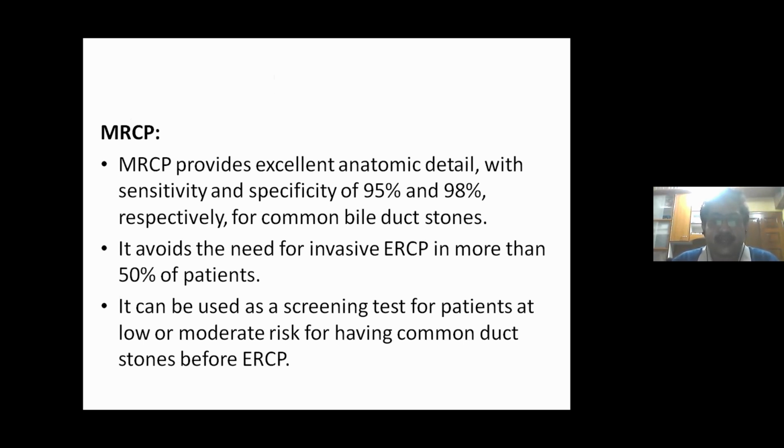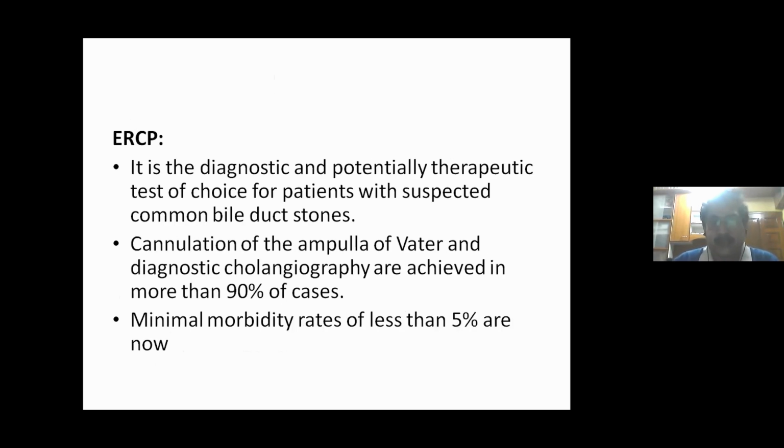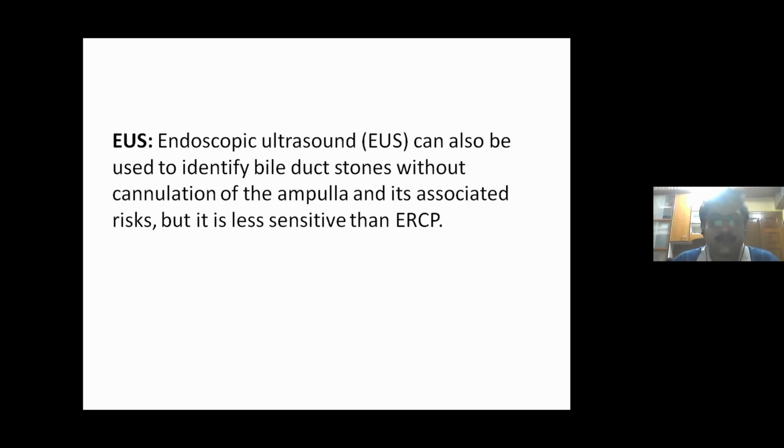It can be used as a screening test for patients at low or moderate risk for developing common bile duct stones before ERCP. Now, ERCP is a diagnostic and potentially therapeutic test of choice for patients with suspected common bile duct stones. Cannulation of the ampulla of Vater and diagnostic cholangiography are achieved in more than 90% of cases, with minimal morbidity rates of less than 5%.